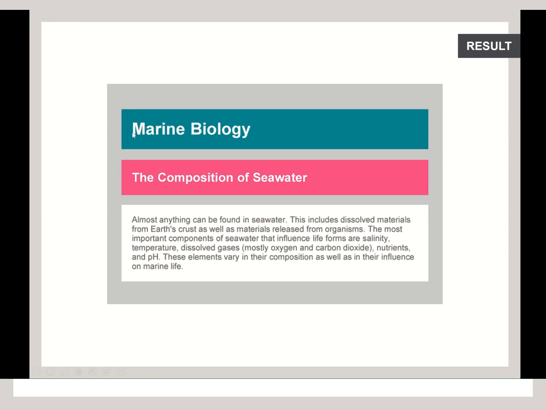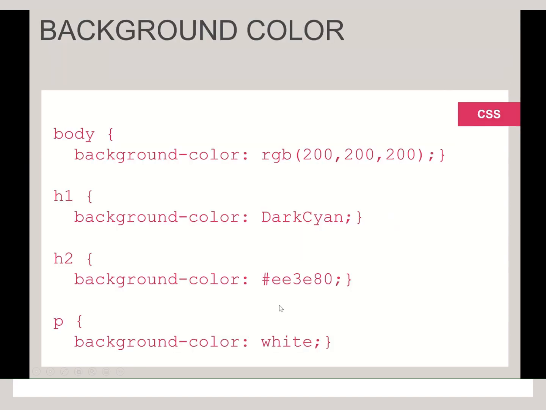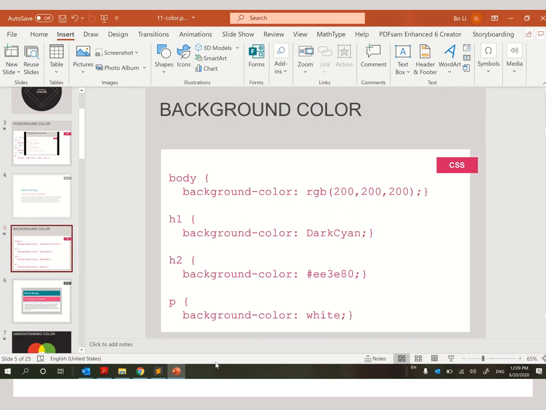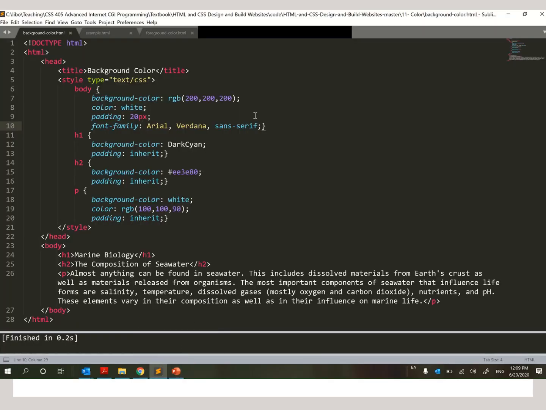So you can find this is the color, and the color. So white for this one, this one for this one. The text we show in white, because if you show it in the same color, you cannot see them. That's why. Okay, let's look at the code. This is background color.